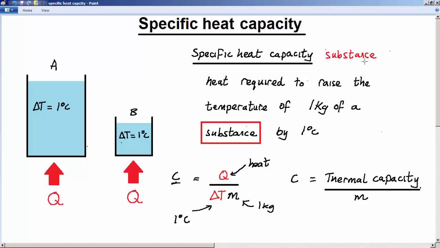Okay, so in the next lesson we're going to use this formula to have a look at some problems related to specific heat, and we're going to see that different materials have different specific heat capacities.